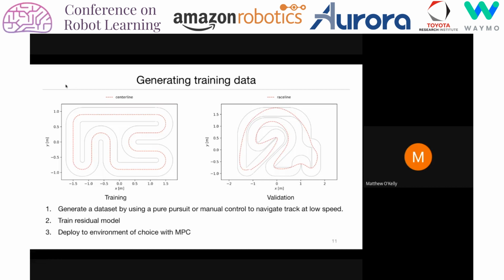In order to do this, we generate a data set by driving the vehicle and collecting sensor measurements. The track environment used need not be the same as the actual racetrack to which we deploy the vehicle. Then we train the residual model on the error between the extended kinematic model's predictions and the actual data. Finally, we're able to deploy the corrected model to the real track using a model predictive controller.